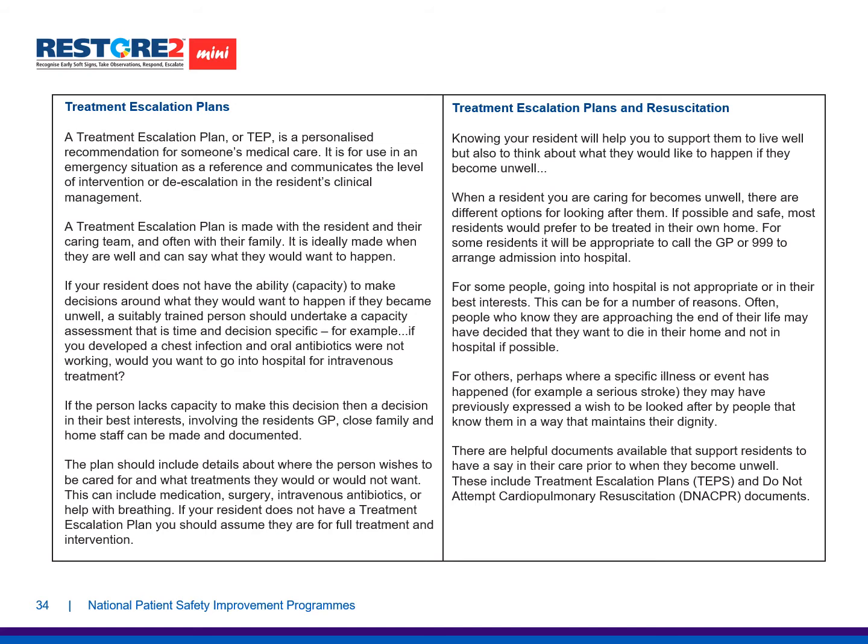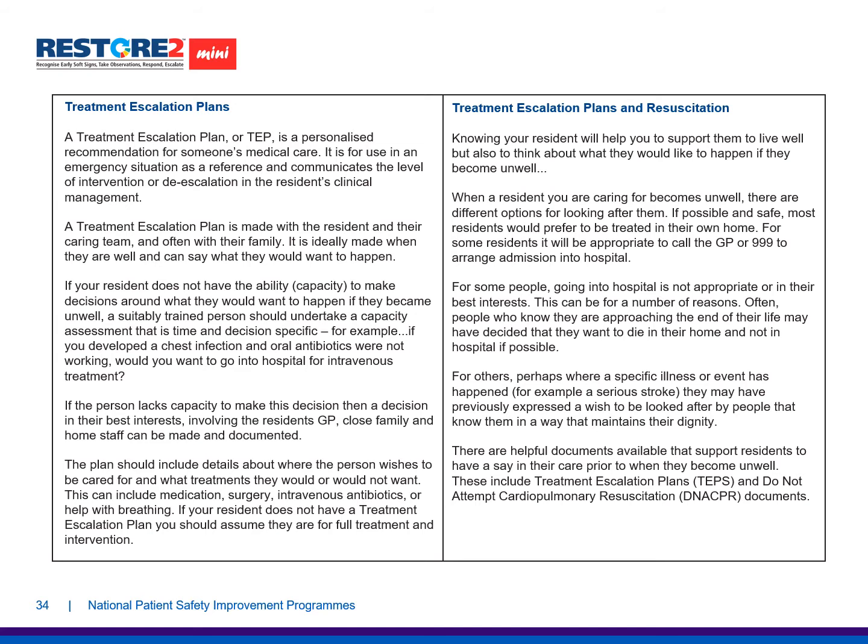If possible and safe, most residents and clients would prefer to be treated in their own home. For some individuals, it would be appropriate to call the GP or 999 to arrange admission into hospital. For other people, going to hospital is not appropriate or in their best interests, and this can be for a number of reasons. Often people who know they are approaching the end of their life may have decided they want to die in their own home and not in hospital if possible.